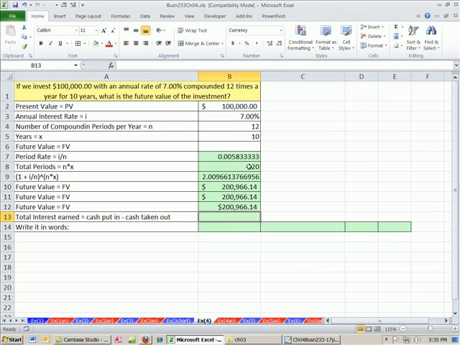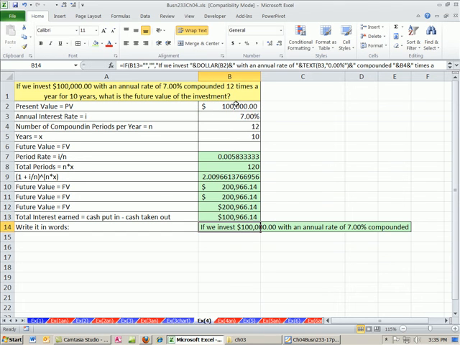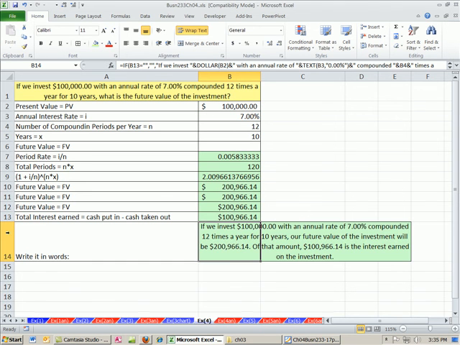Total interest earned on this particular investment, whichever one of these, I'm going to take that one, minus our original amount invested. And then in this class, on tests and quizzes, you have to write it out explicitly. And so all I've done here is said, if we invest 100K with an annual rate of 10% compounded 12 times per year for 10 years, our future value of the investment will be of that amount. 100K plus some change is the interest earned on the investment.